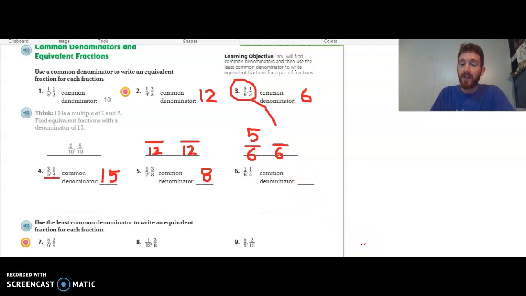Hopefully these are helpful. And again, getting into some new stuff with fractions, and next week we'll start adding and subtracting these guys. But again, finding these common denominators by using equivalent fractions is a big step in that process. So make sure you do well with that, okay?